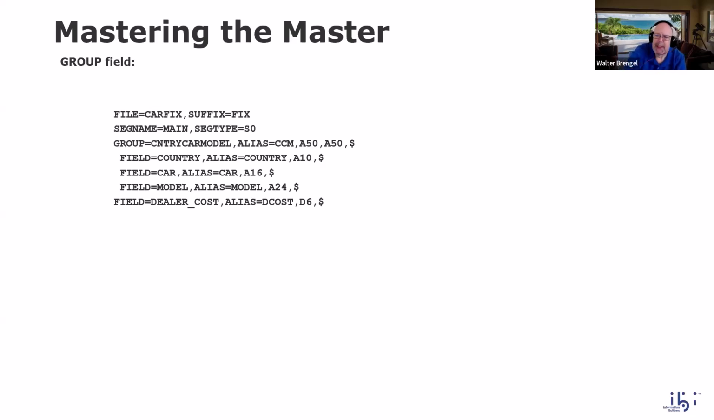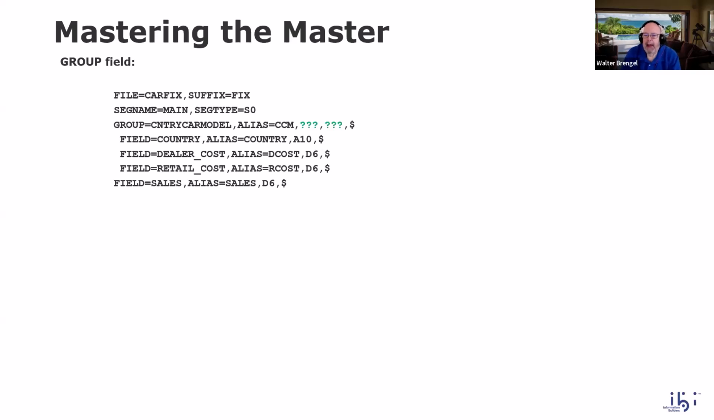What if I wanted to take those three fields and make them a group, which I can do also. So I can use GROUP equals, and I call it COUNTRY_CAR_MODEL, alias CCM. It's an A50, and the actual is A50. If I look at it, country is an A10, car is an A16, model is an A24, add them up, we get 50. So we run this and everybody should be happy.